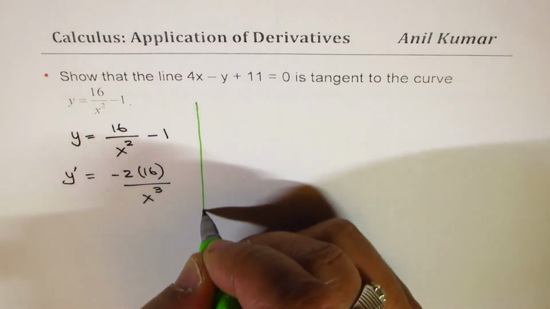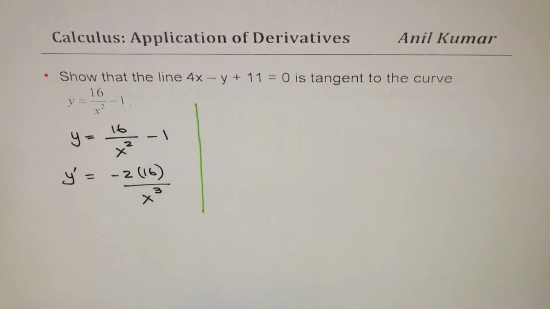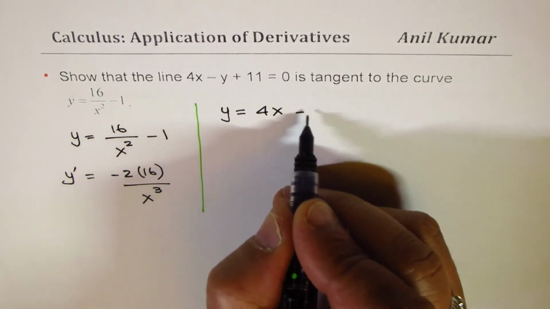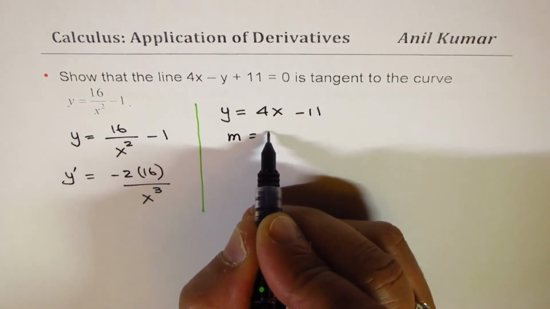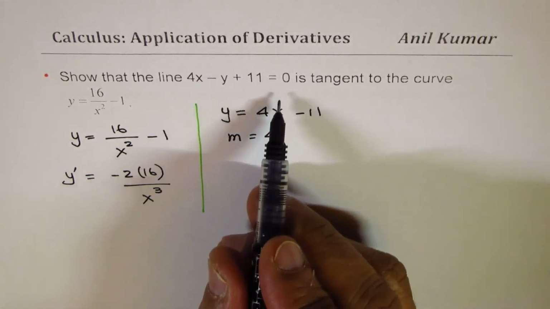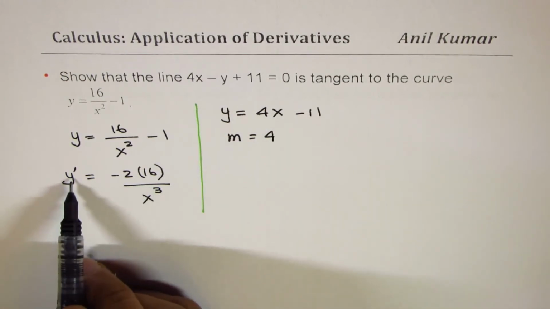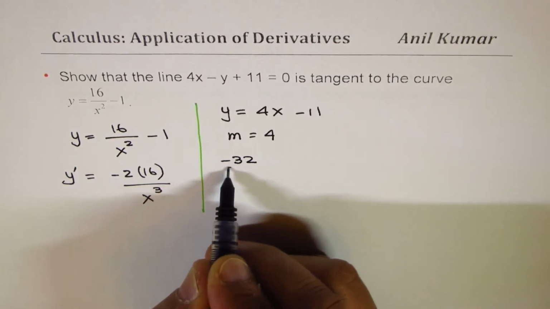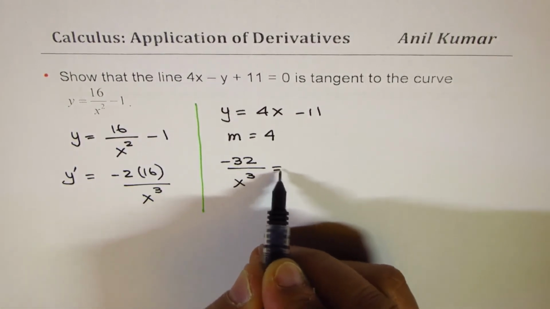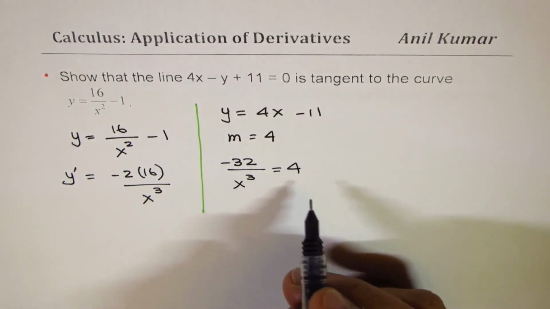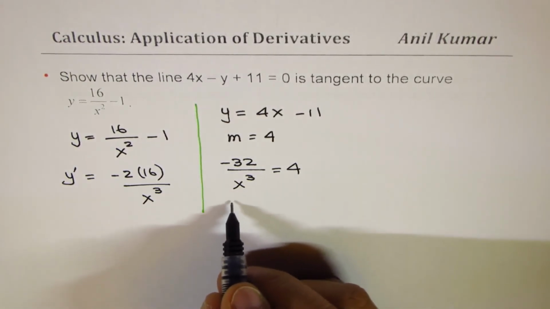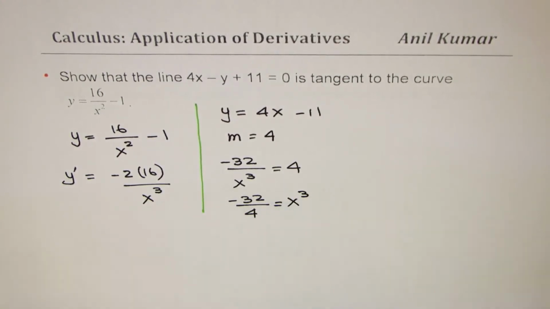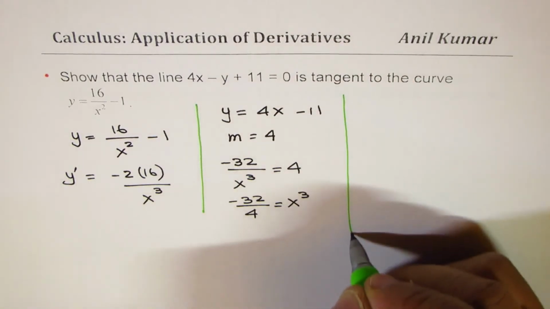Now if you see the line, what is the slope of this line? Let's rearrange. We get y equals 4x minus 11. So the slope m is actually equal to 4. So for their slopes to be the same, this should be equal to 4, right? So we get minus 32 over x cubed should be equal to 4. Perfect. So we can just cross multiply and find x. So we get minus 32 over 4 equals x cubed, and that gives you the value of x.